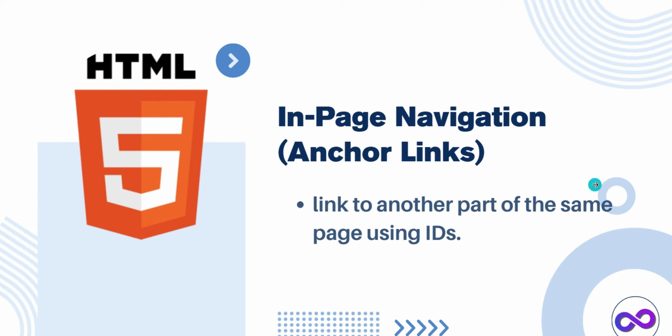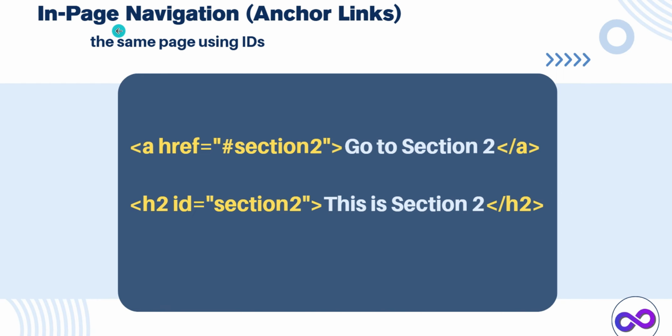We also have what we call in-page navigation. You have the anchor links that link to another part of the same page using IDs. Here's an example of our in-page navigation with the use of the anchor tag. Now, the hashtag symbol refers to an element ID within the same page. When you click "Go to Section 2", the browser automatically scrolls to that section. This is perfect for long pages or one-page websites.